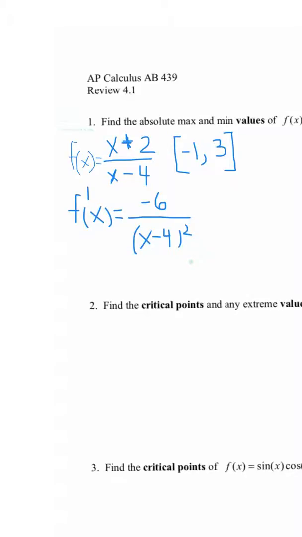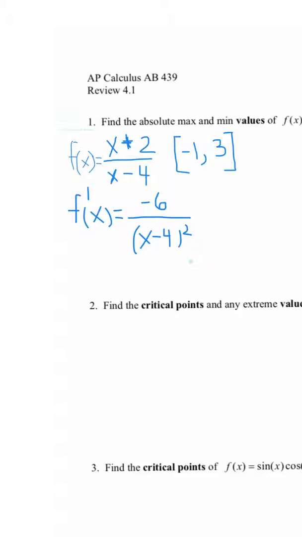So I took the derivative of my function, and I got -6 over (x minus 4) squared. I did the whole low d high minus high d low thing. And there is no place that is equal to 0. So I have no local maximum or minimum for the function. There's no place where the derivative is equal to 0.